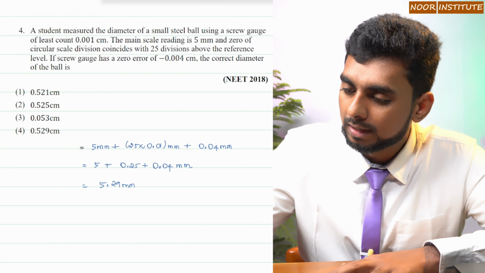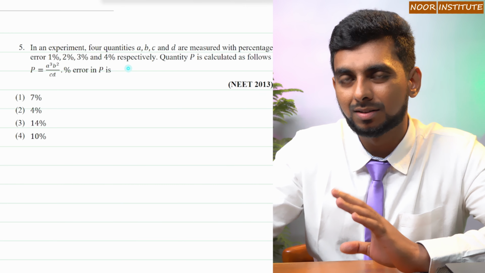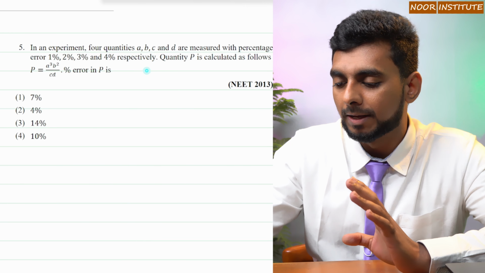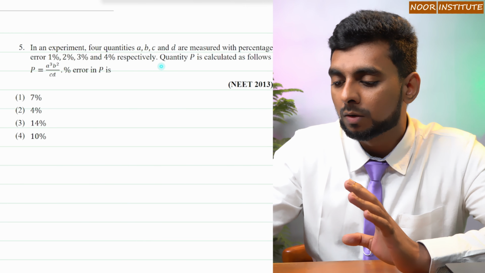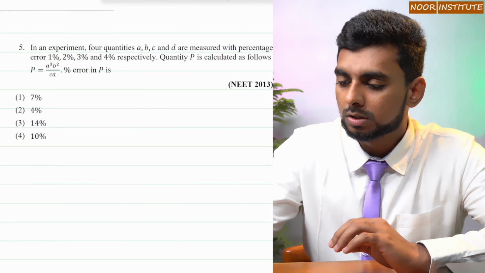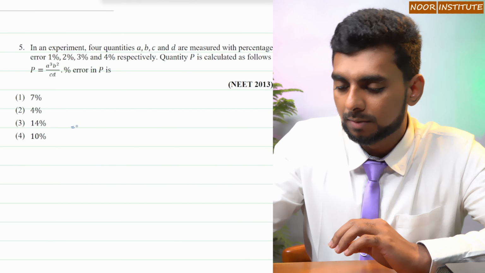In an experiment, 4 quantities A, B, C and D are measured with percentage errors of 1, 2, 3 and 4 percent respectively, right? It's the same pattern of sum that you have seen already. Quantity P is calculated as follows, okay? So there we have seen X, here they have given it as P. So P, and then you have some relation, A cube B square divided by CD. Percentage error in P is? So what I need to find is the percentage error in P. So same logic, okay? So here I'll do it straight away. You should be able to understand this one.